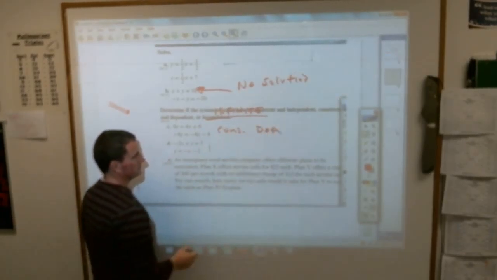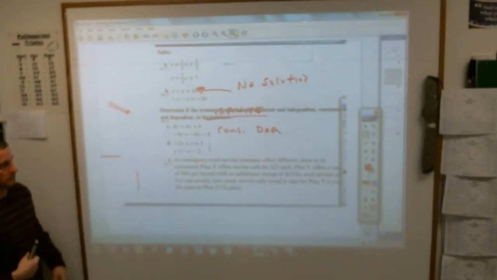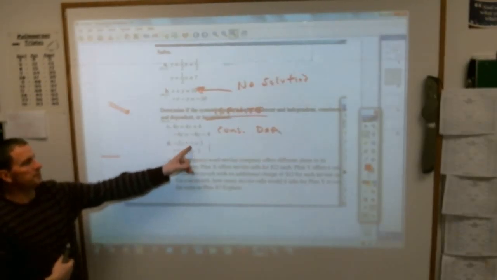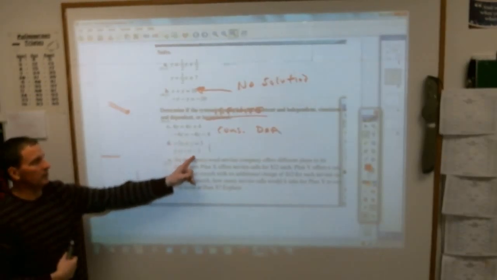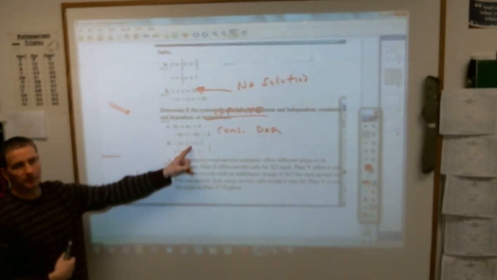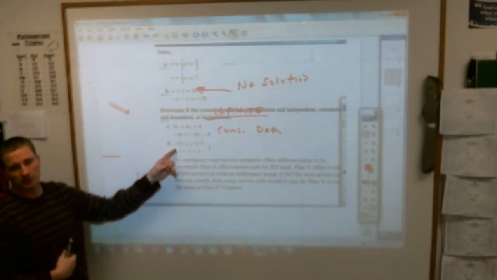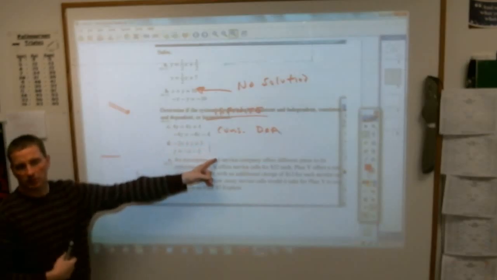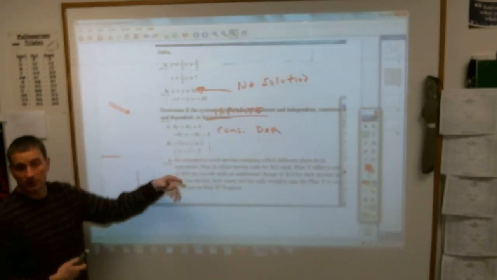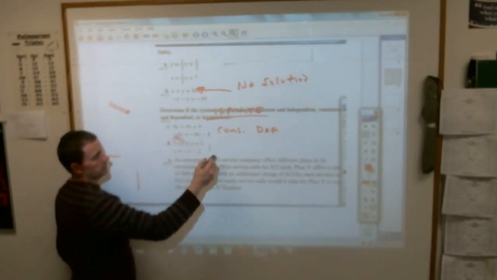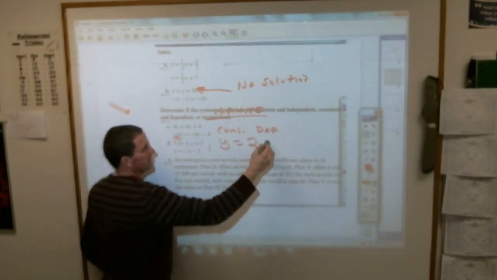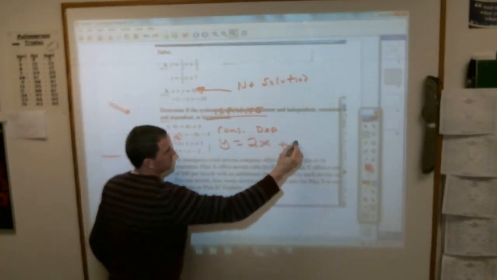The next one. You don't know what the slopes are of these, but you can sure figure it out. What would you have to do to figure this out? You have to solve for y. On this top one, you're just going to move the x over by doing what to it? Add 2x. So this equation becomes y = 2x + 3.